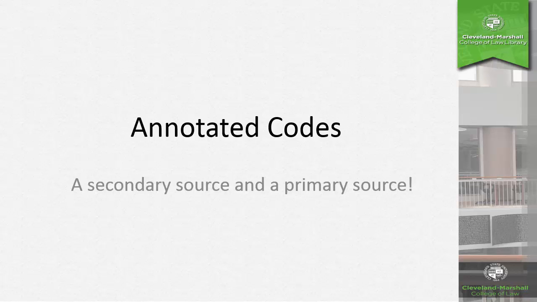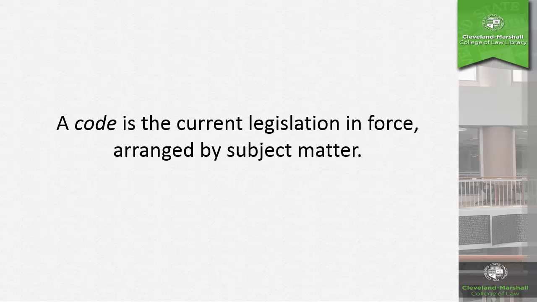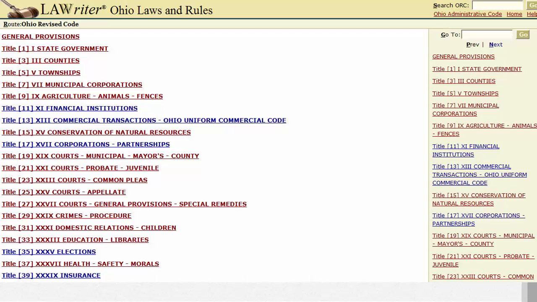Hi, I want to talk to you about annotated codes, which are both a secondary source and a primary source. A code is the current legislation in force arranged by subject matter. For example, in Ohio, we have the Ohio Revised Code, and this is the Ohio Revised Code that you'll find for free on the internet. This is the one published by the government. As you can see, it's arranged into different titles by subject.